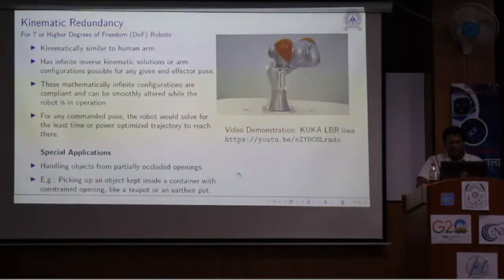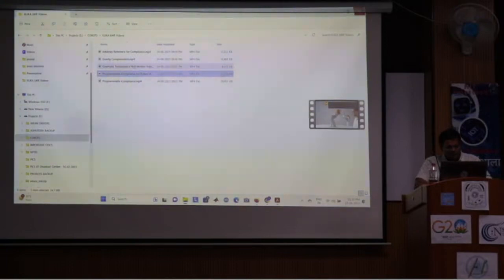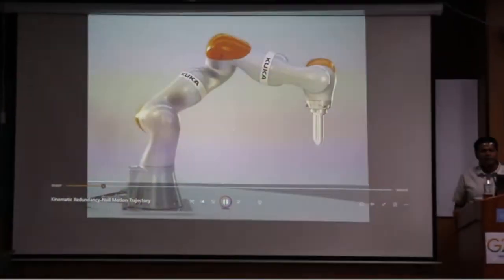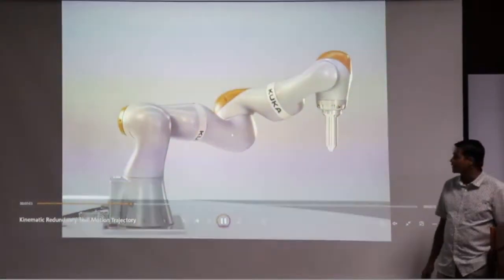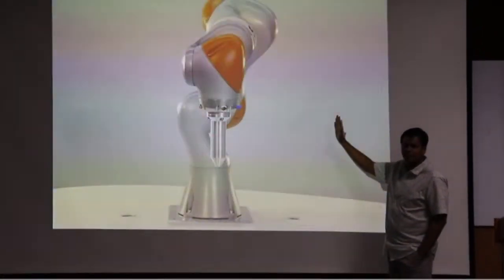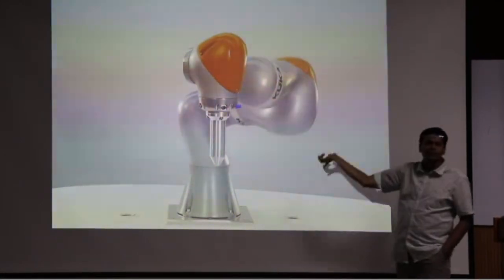So kinematic redundancy. This will just thrill you like anything. The third one. This is what I meant by infinite solution. Kinematic redundancy. This is strictly in its place, and the rest of the robot is able to move about that.